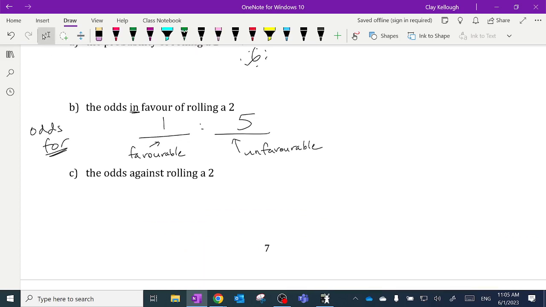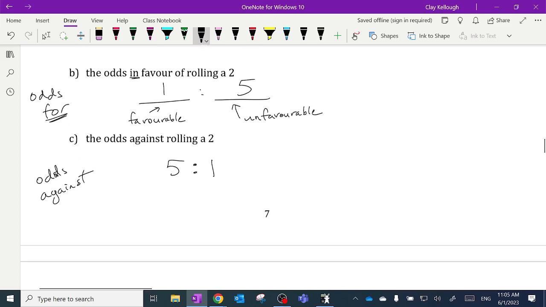Well, the odds against rolling would be, so this is again odds against, how many things are not a 2? 5 to 1. And there we go. That's how odds work. And we didn't do this the other day, so we're going to do this today.